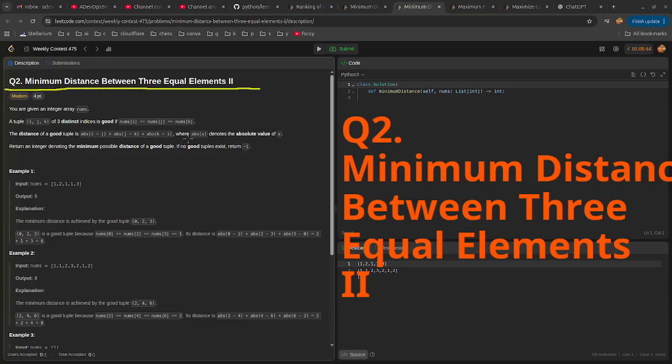LeetCode Weekly Contest 475, question number 2: Minimum Distance Between Three Equal Elements. This is a medium problem, exactly the same question as question number 1.